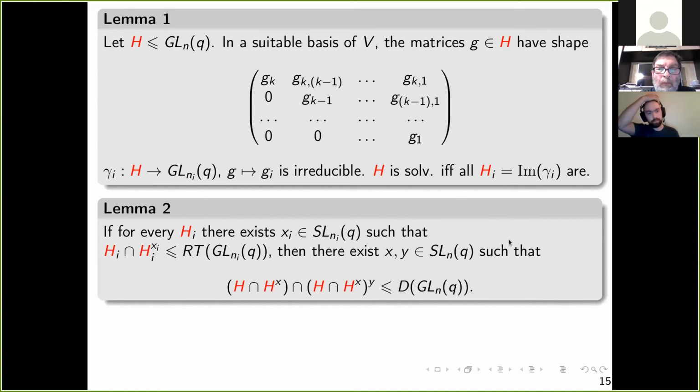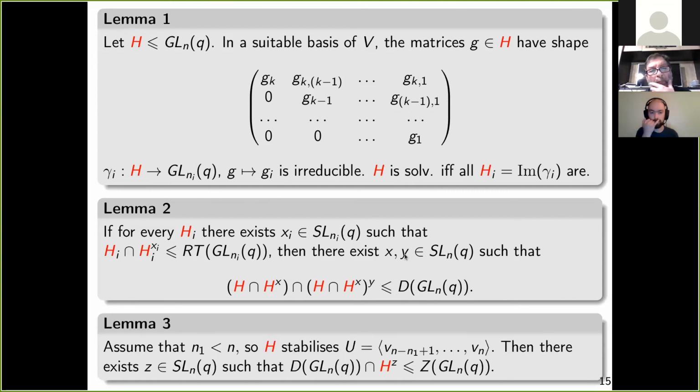Then, for every HI, using the previous step, because they are irreducible, we can find XI from SLN I such that the intersection lies in upper triangular matrices, but we even know that in most cases it's just scalar matrices. Then we can construct matrices X and Y such that this holds, where D is the set of diagonal matrices. So we have an intersection of four conjugates which lies in diagonal matrices.